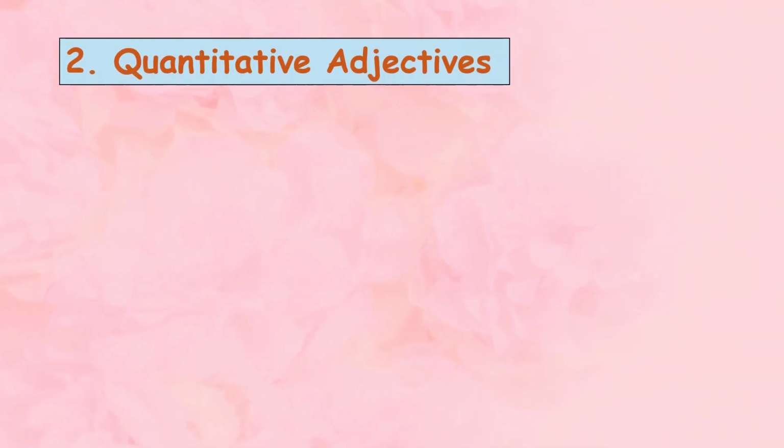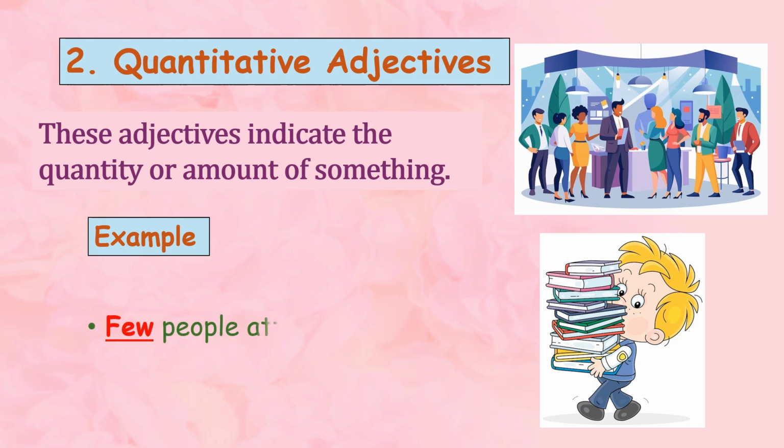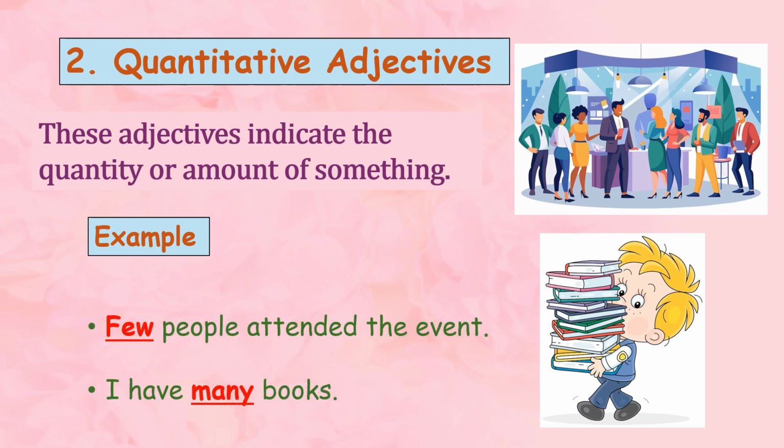Number 2, quantitative adjective. These adjectives indicate the quantity or amount of something. For example, few people attended the event. I have many books. The words few and many are describing the quantity of persons or books. Quantitative adjectives also describe the number of nouns, like 5 fingers in a hand. The word 5 also describes the quantity.